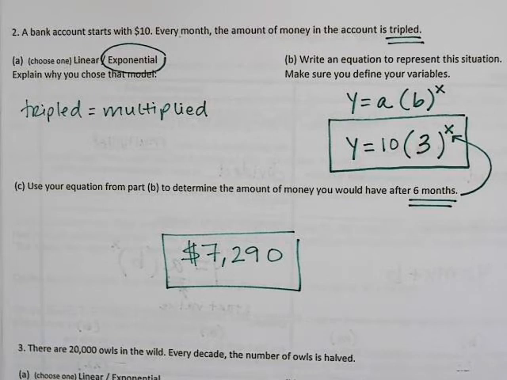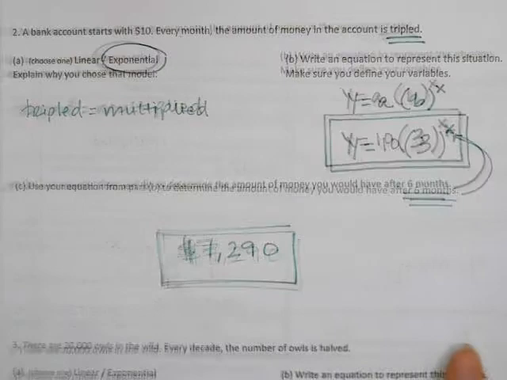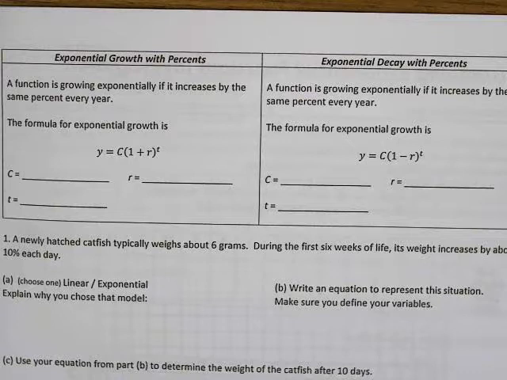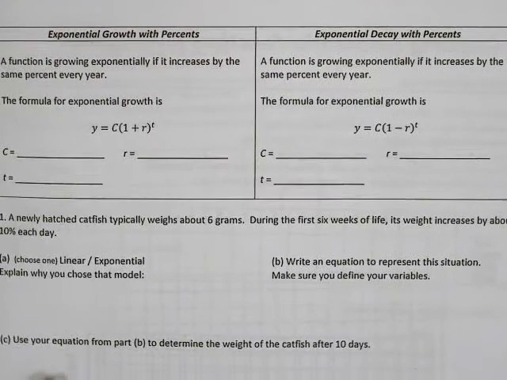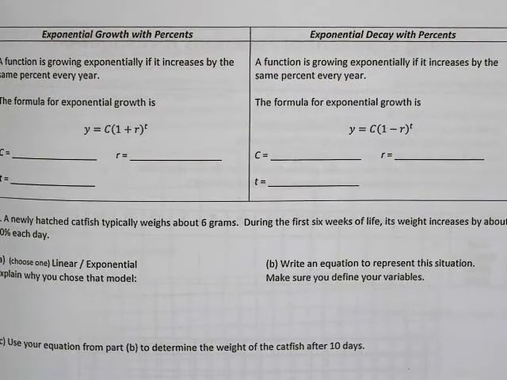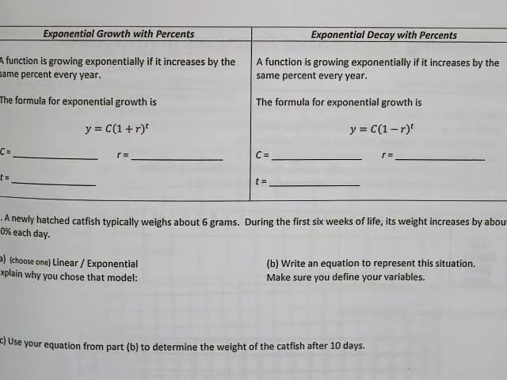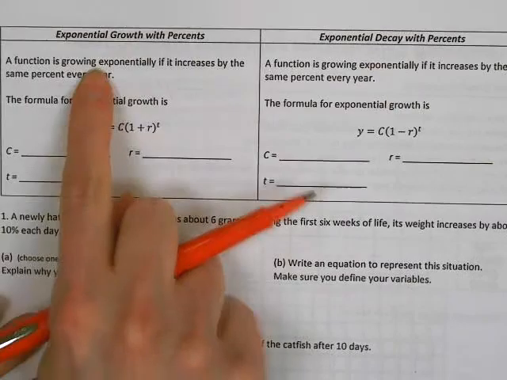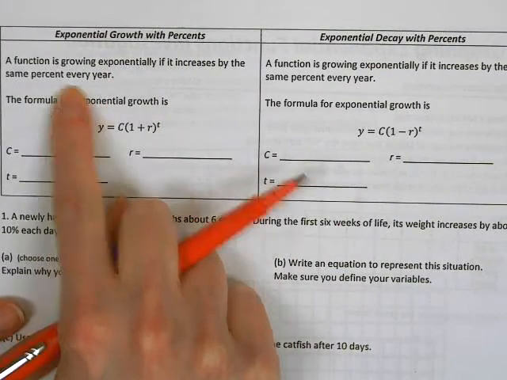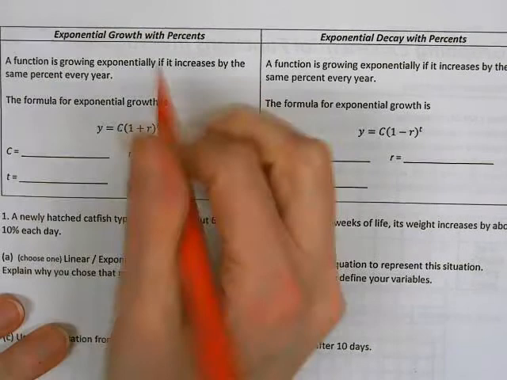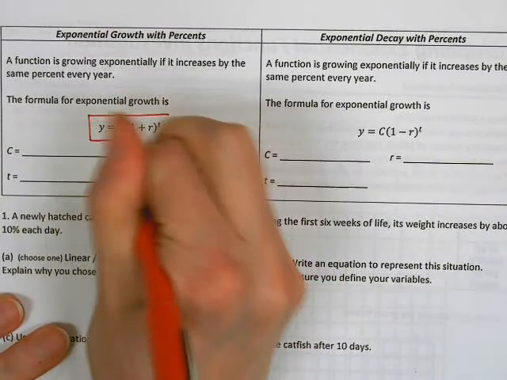All right, not bad, huh? Okay, now there's one more type, exponential growth and decay with percents. And this one unfortunately has another formula. All right, so let's do one of these guys. If it's growing exponentially by a percent, this is the formula for exponential growth.